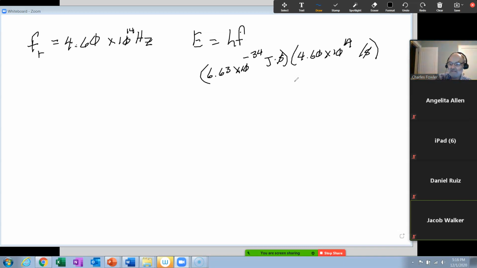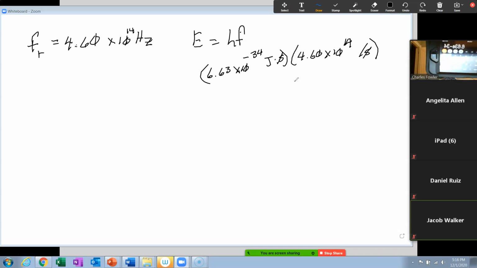Press that key, EE or EXP, either one, and then type in -34. You don't type in times 10. The EE key does that for you. On this calculator, I have to do the number first, 34, and then do the change sign. If you have a real scientific calculator, usually you'll have a key with a negative sign in parentheses. You just hit that and then hit 34. You don't have to do it backwards.